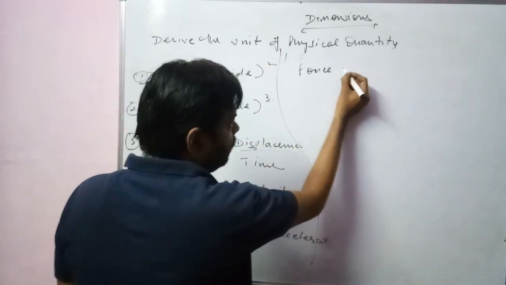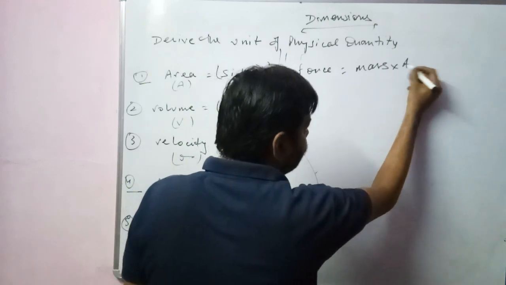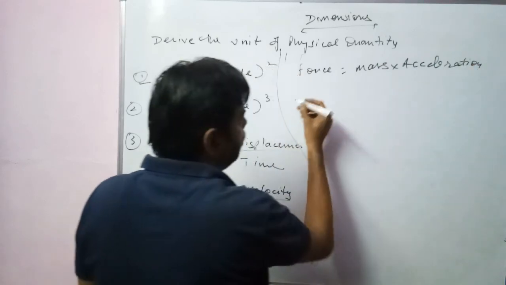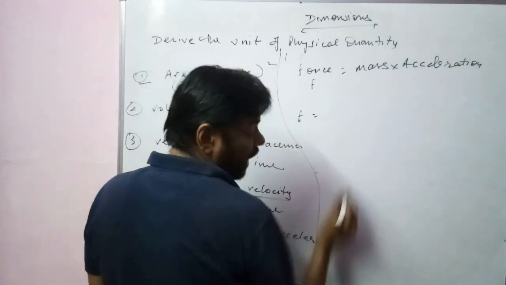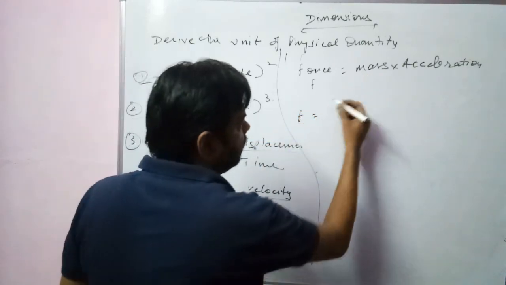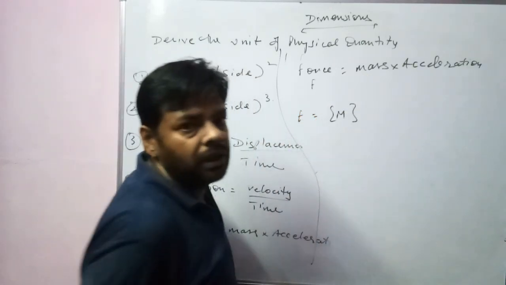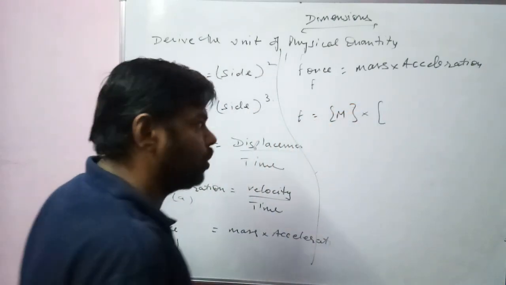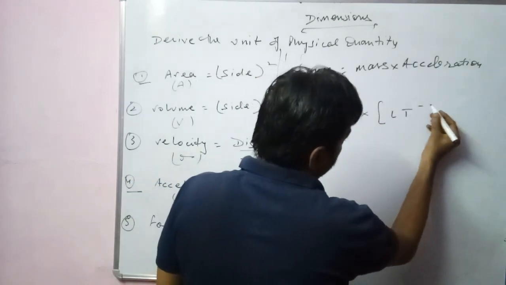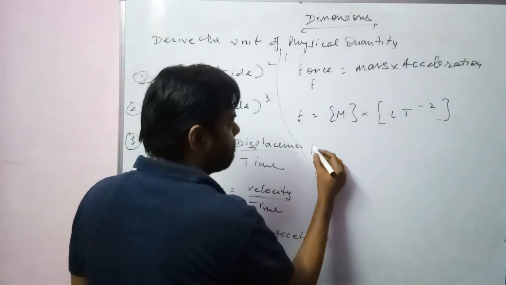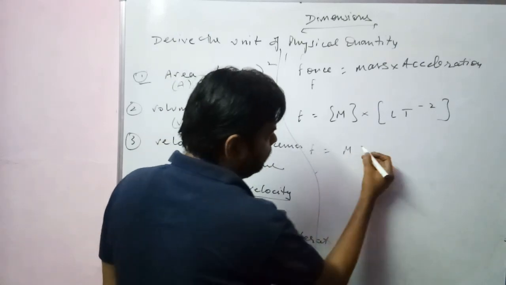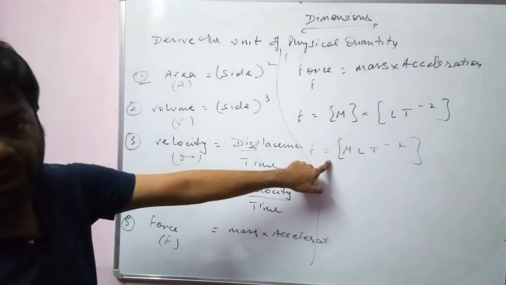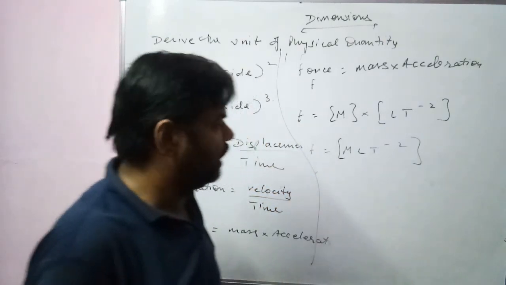Now, the last one is force. Definition was mass multiplied with acceleration. Symbol was F. The unit for mass is M. Acceleration, we had just calculated the dimensional formula for acceleration. It was LT minus 2. So multiplying them, this F is written as M LT minus 2. So since the dimensional formula for force is M LT minus 2, how are we going to read it out?